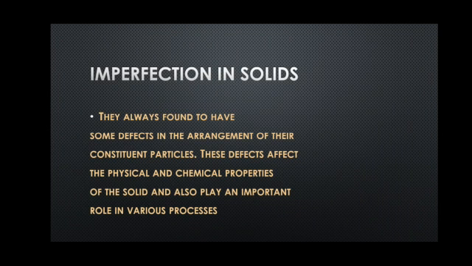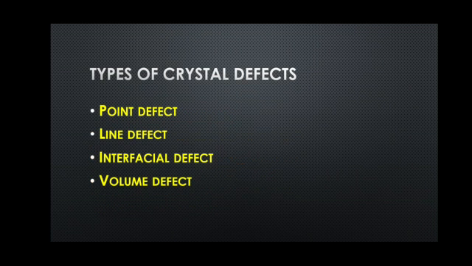Maybe some cations are missed or anions are missed in the crystal lattice structure. That only we are calling imperfection. Because of this, the physical and chemical properties of the solids get varied. So we will discuss what are all the imperfections that take place in the solid.